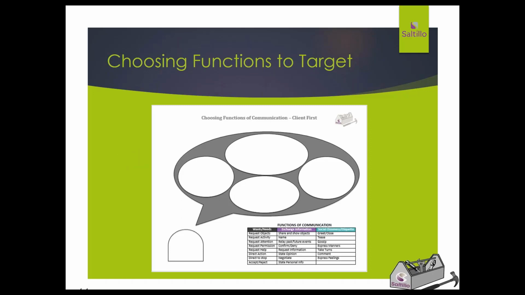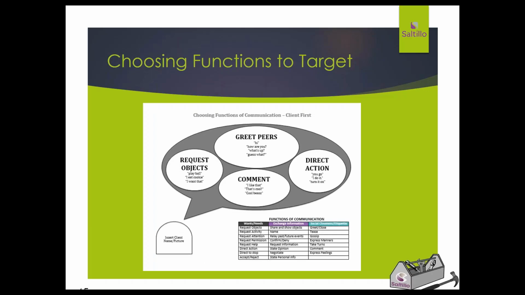There's another resource within the materials section. It's called Choosing Functions of Communication Client First, and it looks like the picture you see on the screen. I'm just going to show you an example just to see it. Based on your client, you think about that client and select 4 functions of communication to target. You can see the functions of communication on the bottom right-hand side. So we selected requesting objects, greeting peers, directing action, and commenting.